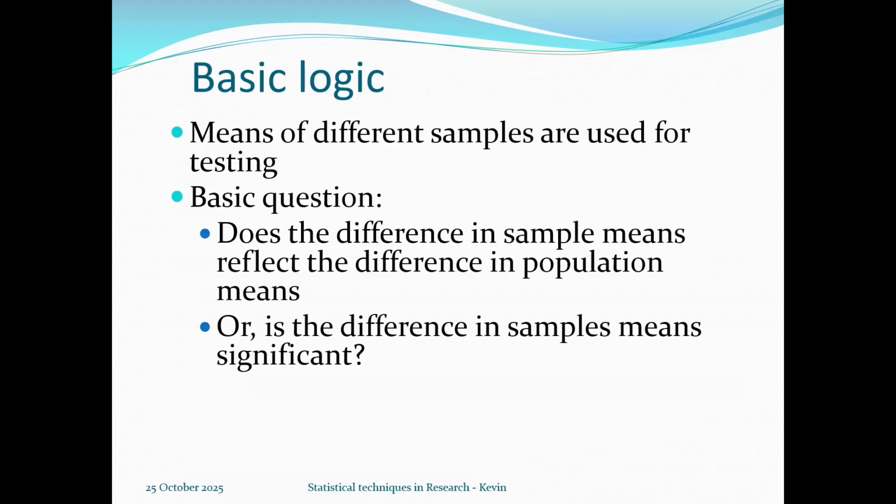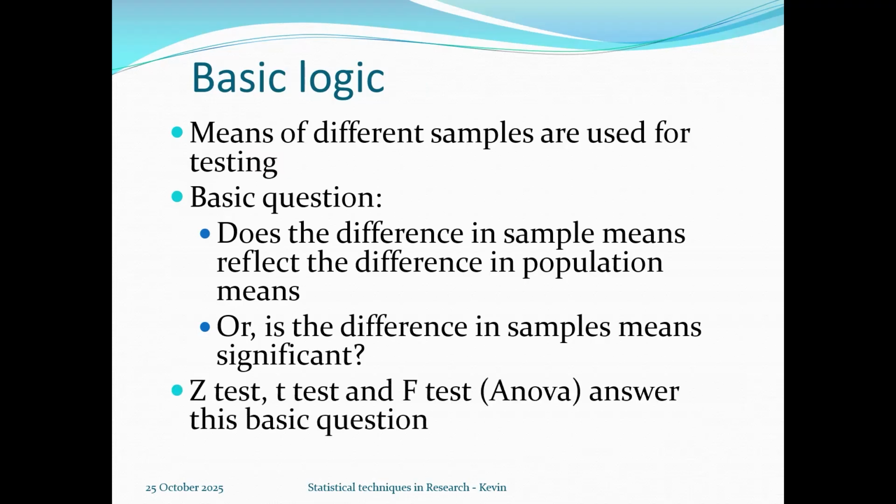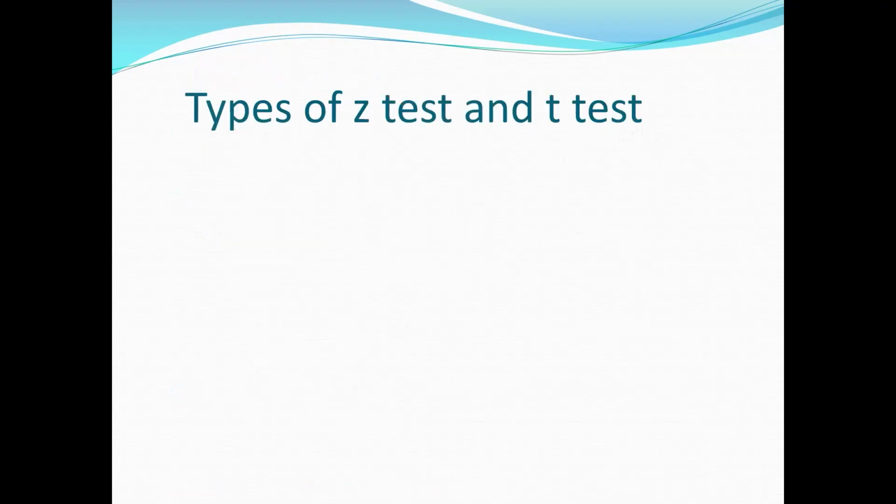The basic question: does the difference in the sample means reflect the difference in the population? Now we have understood that. Or we say, is the difference in the sample means significant? Same thing. One is English, the other is a technical way of saying the same thing we say in the first question. Z-test, T-test, F-test answer this basic question. So these tests are used to answer this basic question, whether the difference is significant.